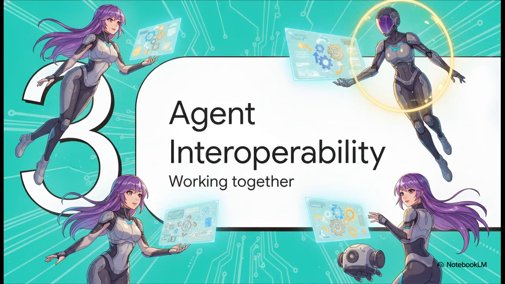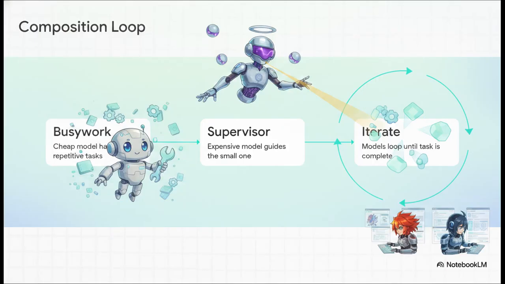Moving right along to Section 3, mastering agent interoperability. By finally pulling agents out of their silos, we can create what's called an agent composition loop. Imagine this. You have a cheap, really fast model handling all the repetitive busy work, right? While an expensive, highly intelligent frontier model acts as the supervisor, guiding that smaller model whenever it gets stuck. They just iterate together until the task is totally complete.